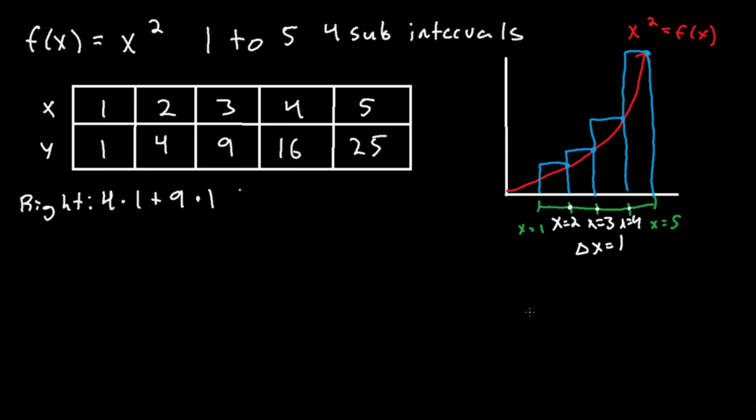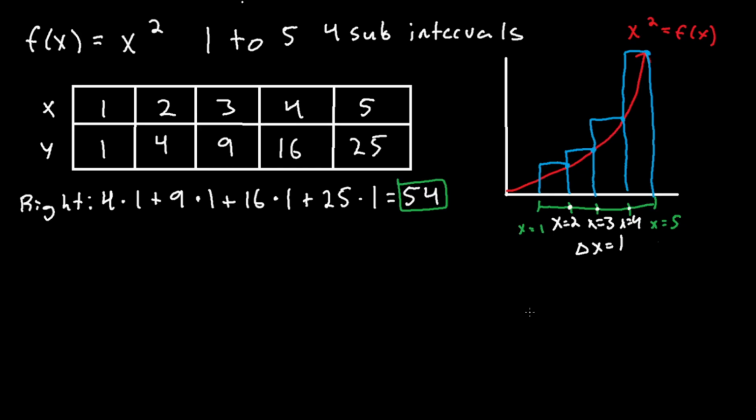Again, we multiply by the width delta x, which is just 1. And then we keep doing this over and over. The height of this one is 16 since it's at x equals 4. And then we just keep going. Once you add all these values together, you should get an approximated area of 54.